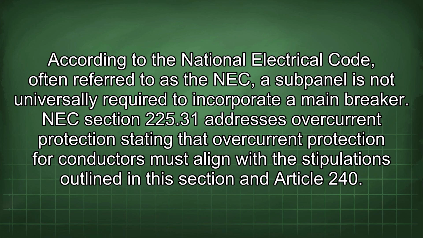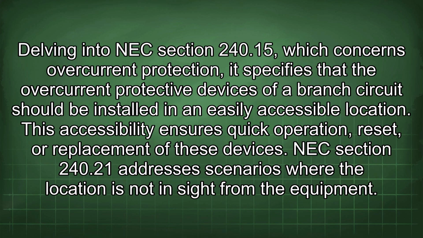225.31 addresses overcurrent protection, stating that overcurrent protection for conductors must align with the stipulations outlined in this section and Article 240. Delving into NEC Section 240.15, which concerns overcurrent protection, it specifies that the overcurrent protective devices of a branch circuit should be installed in an easily accessible location. This accessibility ensures quick operation, reset, or replacement of these devices.